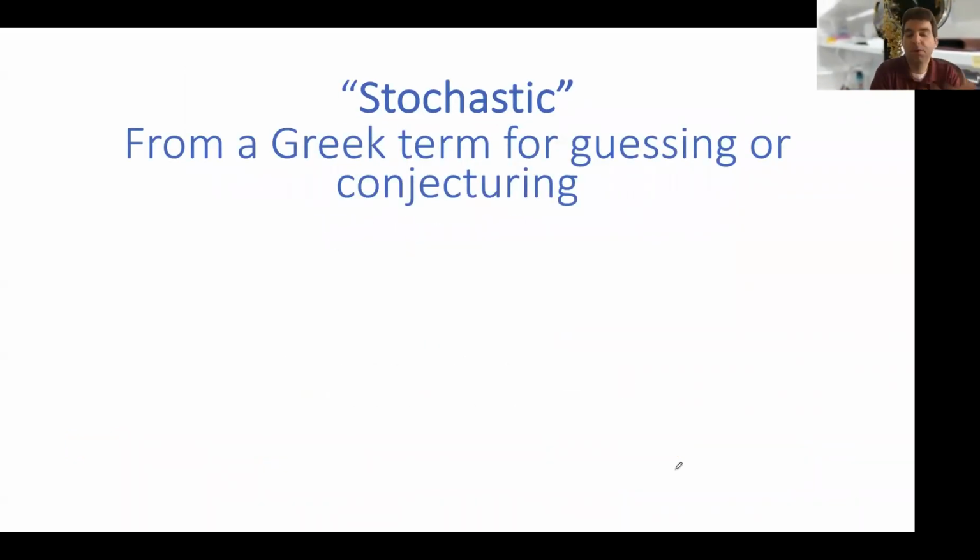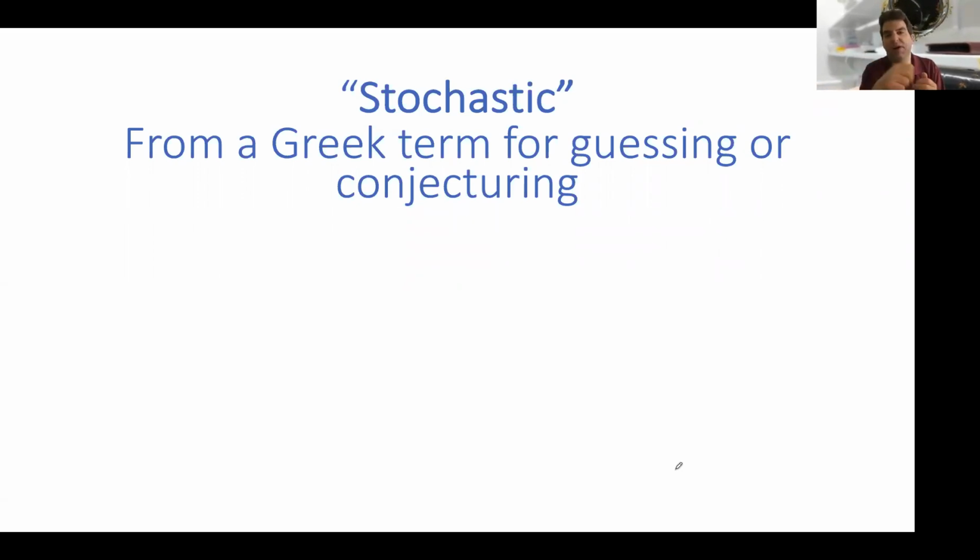So the word stochastic sounds like a funny word. A lot of people think that it's just a synonym for random, but that's not the case. It comes from a Greek word for guessing or conjecturing. Back when all models were deterministic, there were a set of modelers who wanted to put forward the idea that you could introduce randomness in a model, even though you didn't think the underlying system you were modeling was random.